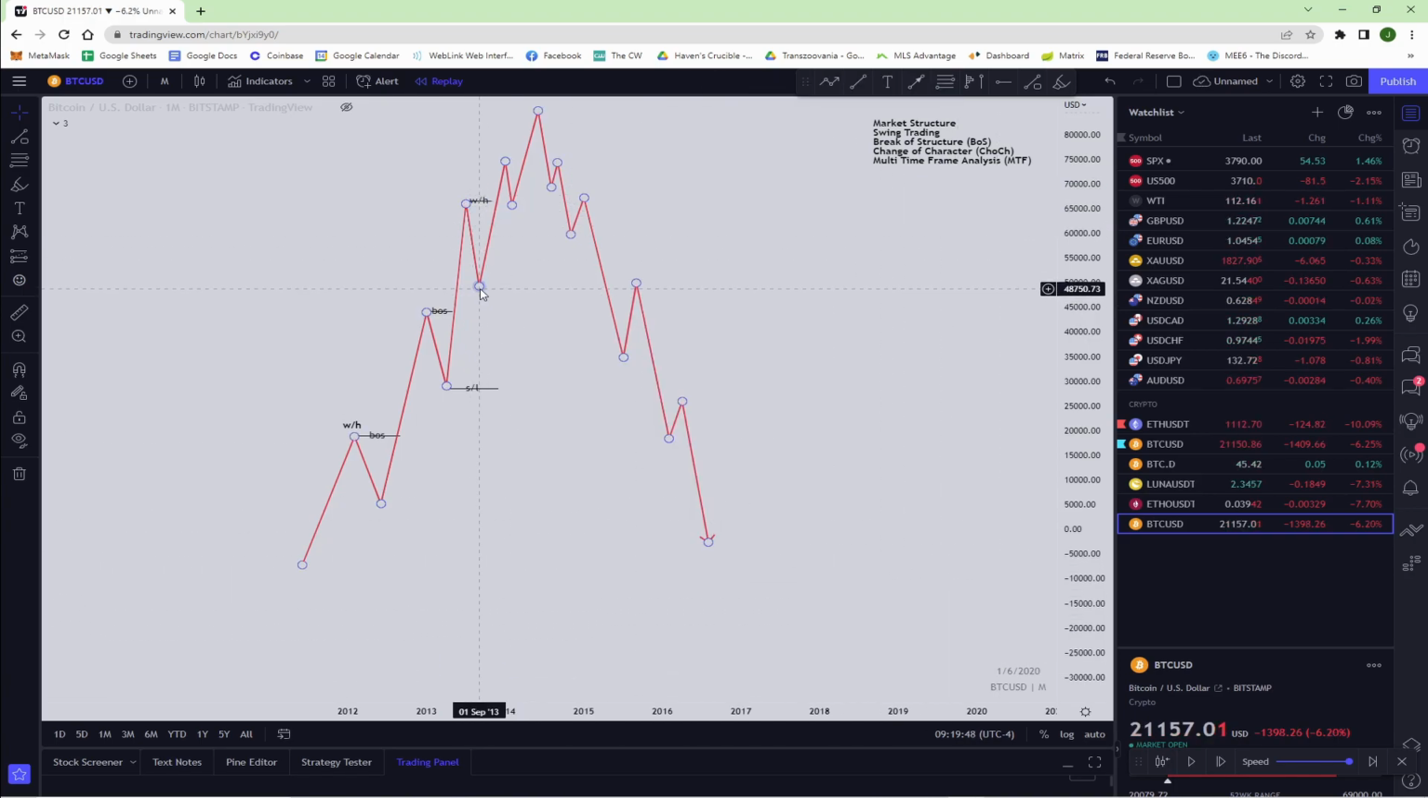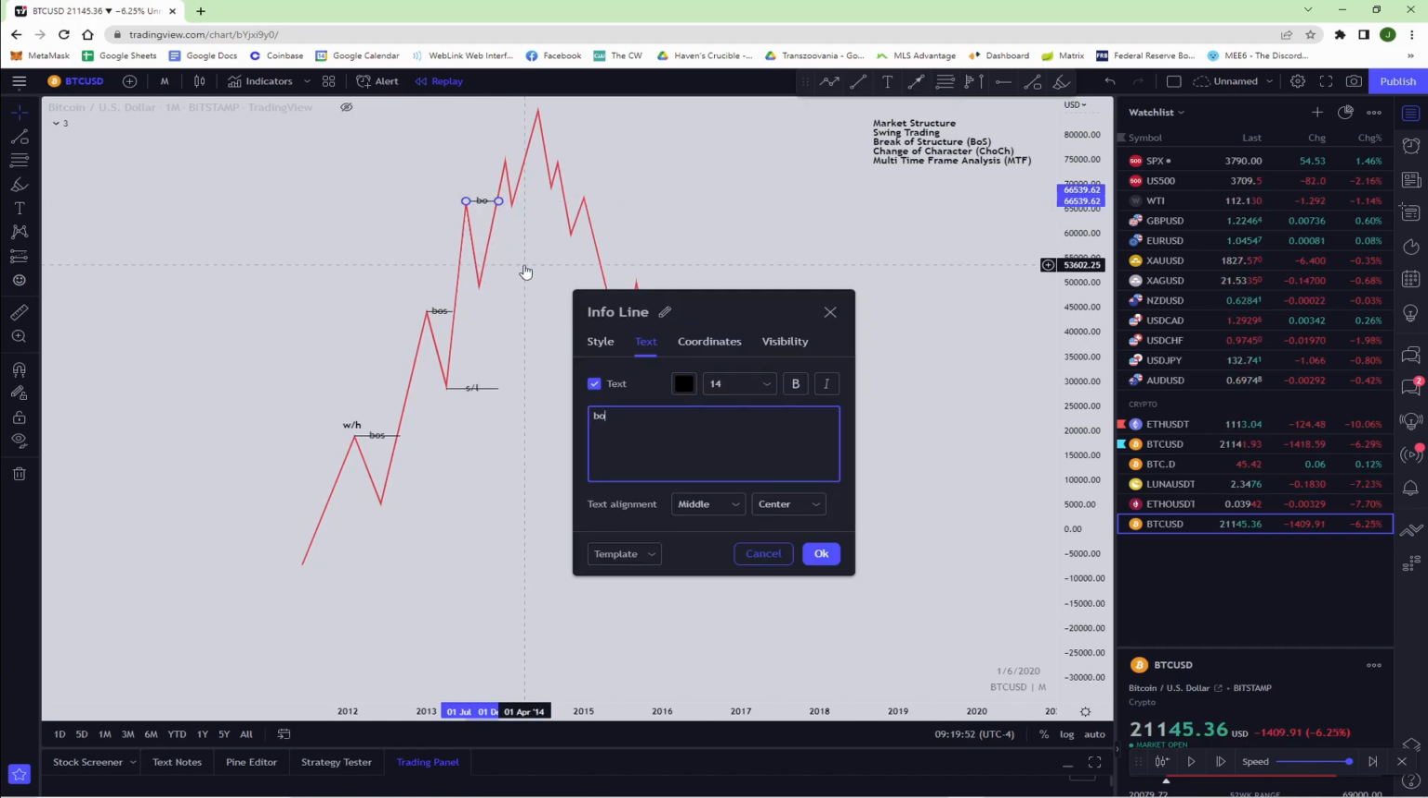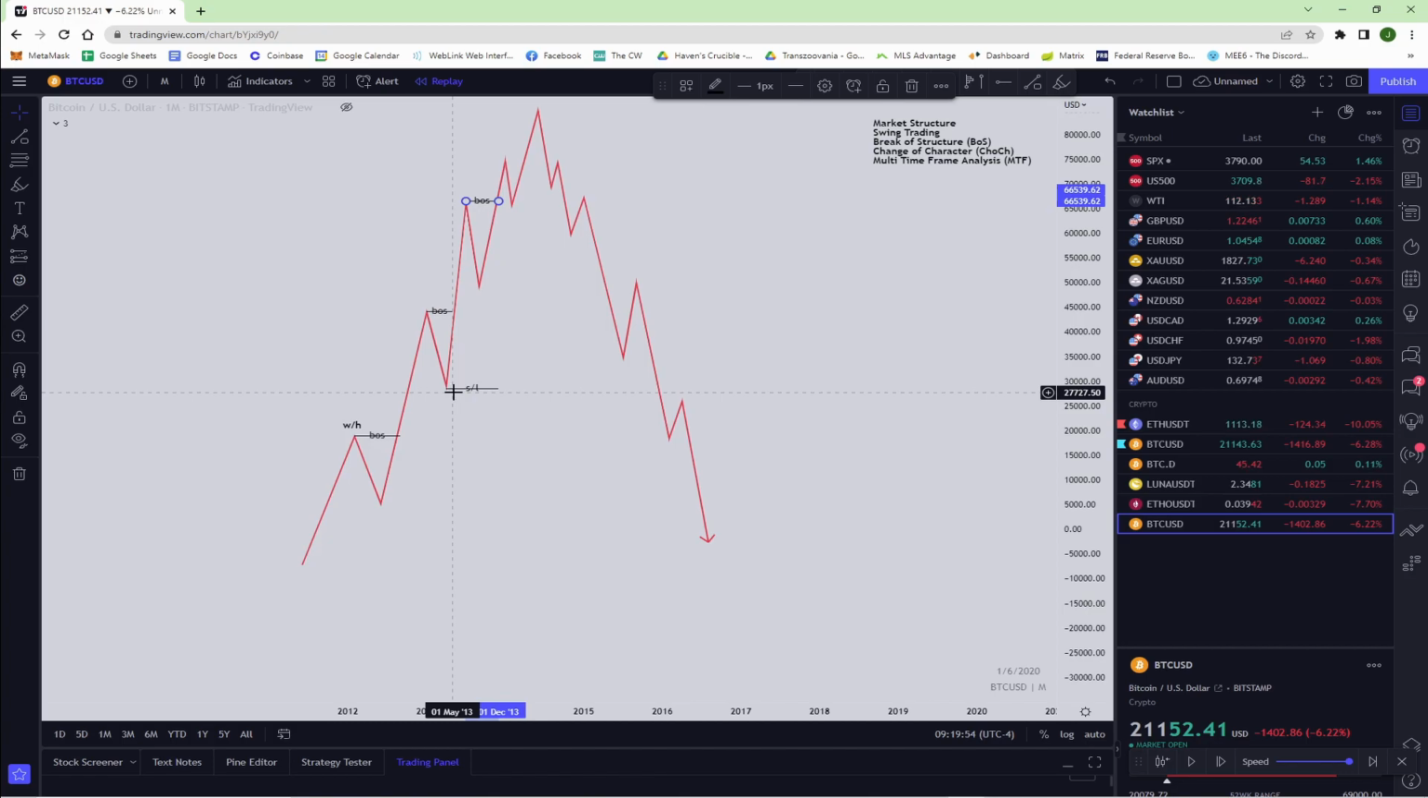We have a pullback, and then we come back up. We break this. This now, instead of a weak high, becomes a break of structure. And we now have a new strong low. This low becomes irrelevant. Now, it can be a level on your chart, okay? It can be a level on your chart.